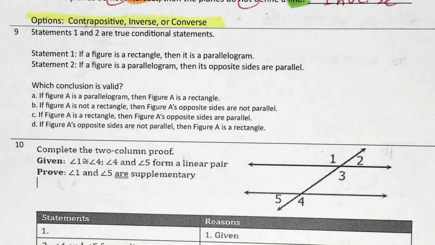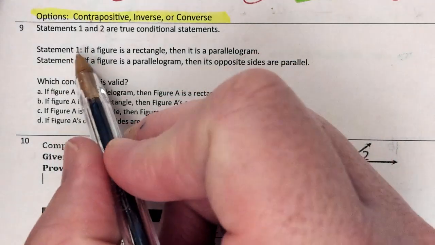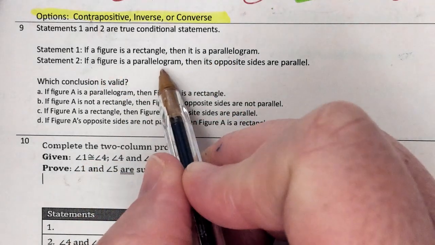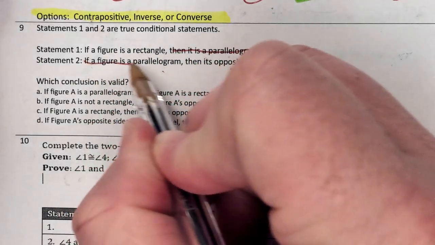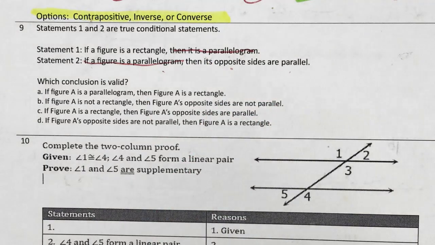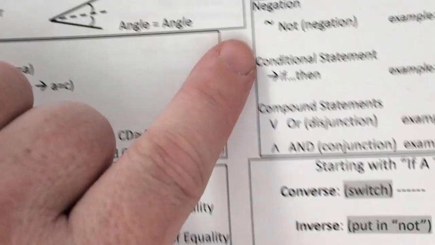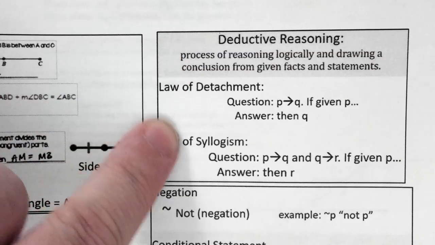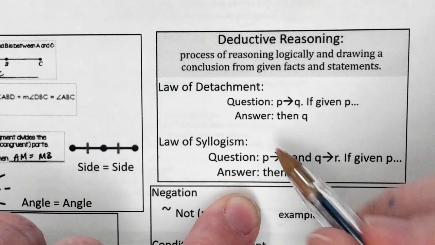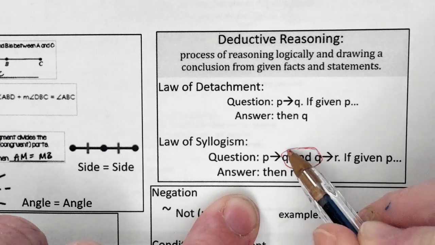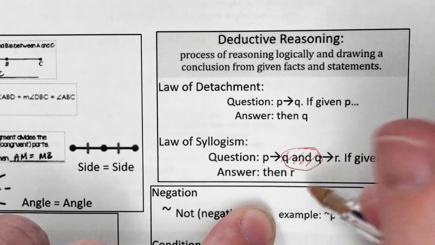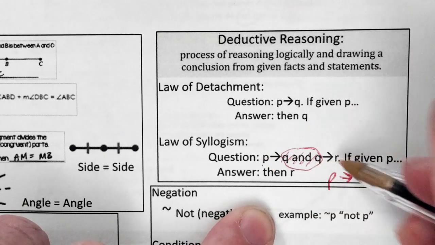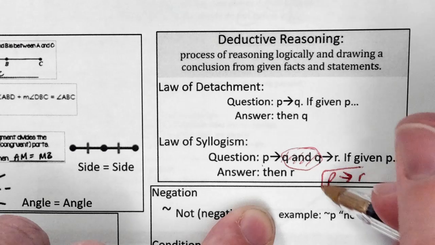Number 9. All right, so number 9, we have these 2 statements. So if it is a rectangle, then it's a parallelogram. If the figure is a parallelogram, then its opposite sides are parallel. So there's some overlap. The overlap is right here in the middle, right here and here. So this is called syllogism. So it's deductive reasoning, and syllogism is that you're cutting out the middleman. So if P, then R. So we just cut out the middleman. If you're given P, then you get R. So that would be your conclusion.